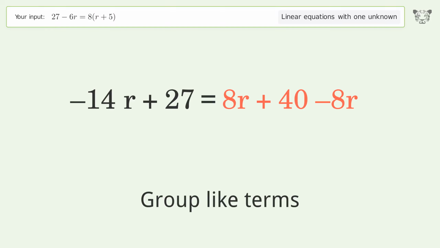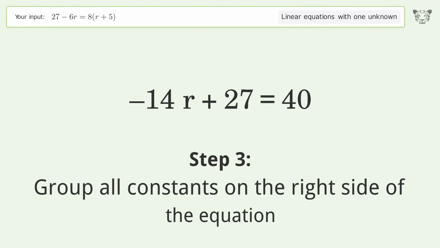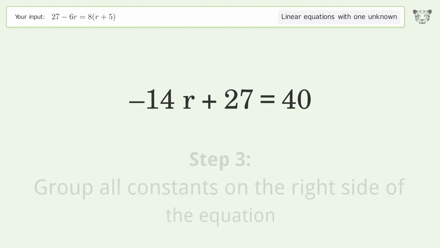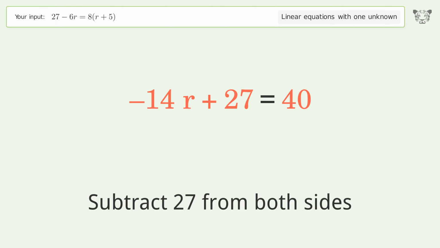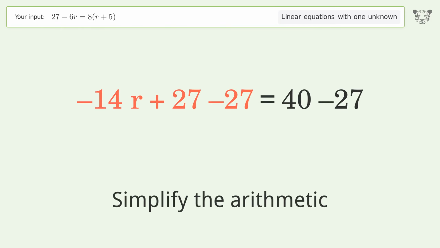Group like terms. Simplify the arithmetic. Group all constants on the right side of the equation. Subtract 27 from both sides. Simplify the arithmetic.